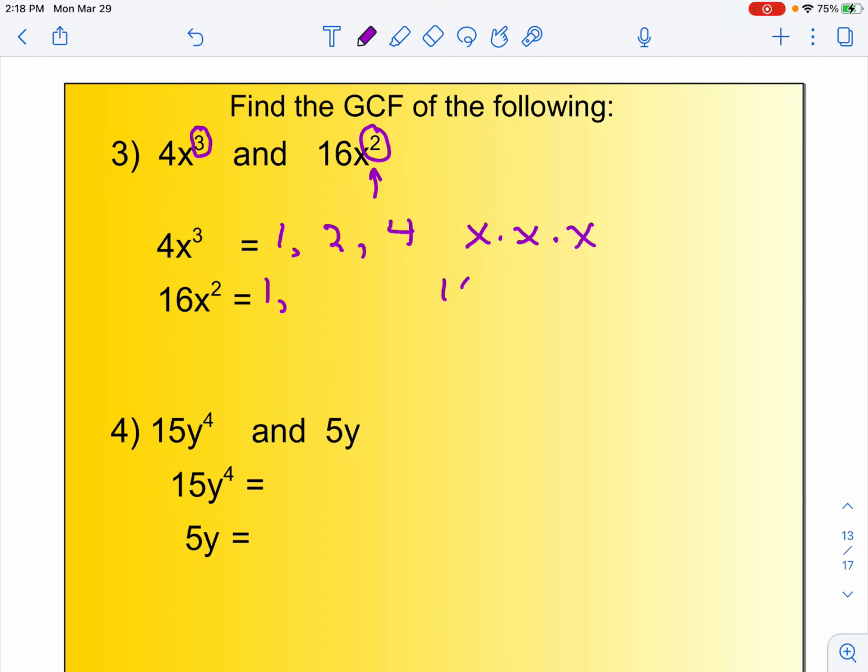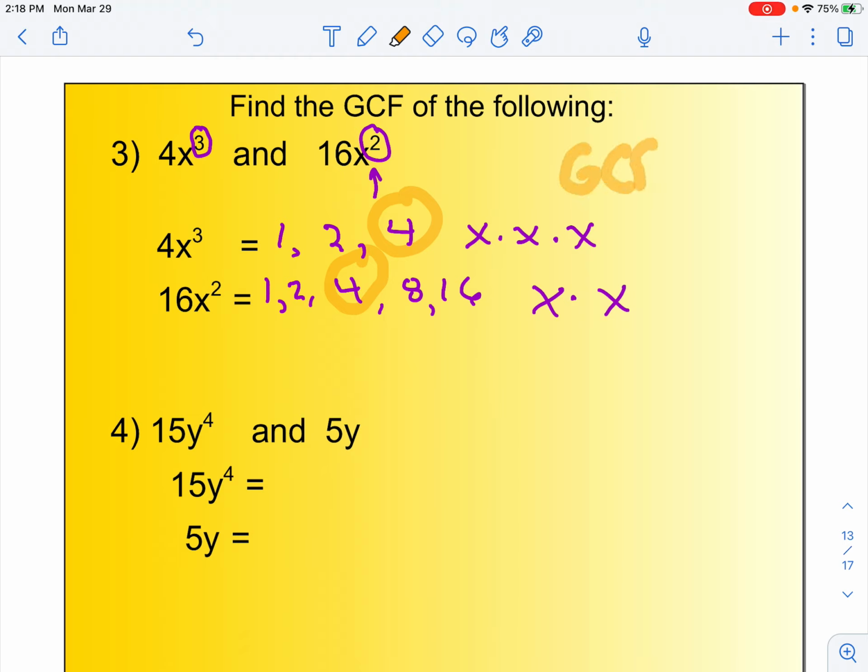So we have 1 and 16. 2 goes in there 8 times. 3 does not go into 16, but 4 goes in there 4 times. So we're done with that list, but now we have 2 x's. So first pick out the greatest number in common. So again, we see we have a 2, but 4 is the larger number in common.